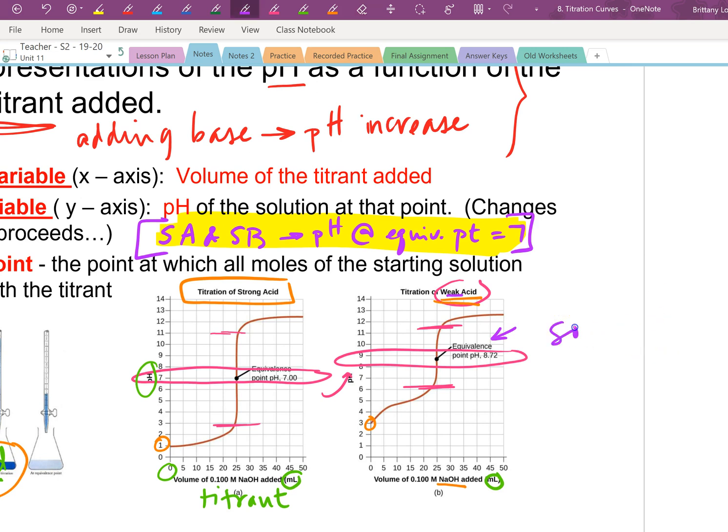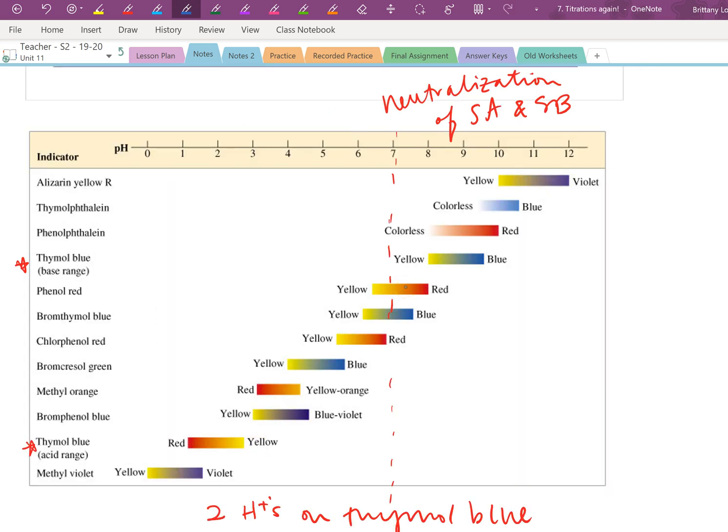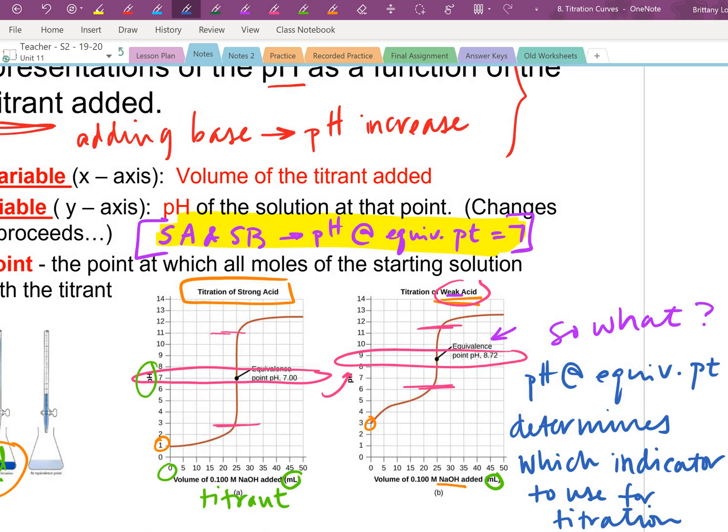Let's say, so what? Why do I care what the pH at the equivalence point is? The pH at the equivalence point will determine which indicator you can use for your titration. So when we were looking at that in the last notes, on this slide right here, there's a whole bunch of different ones. Knowing what the pH at the equivalence point is would determine whether you want to use something over here or something over here. And so that's one reason that we even care about that.